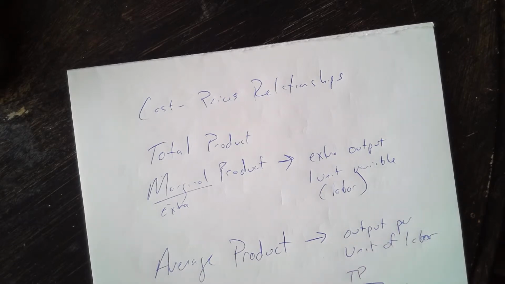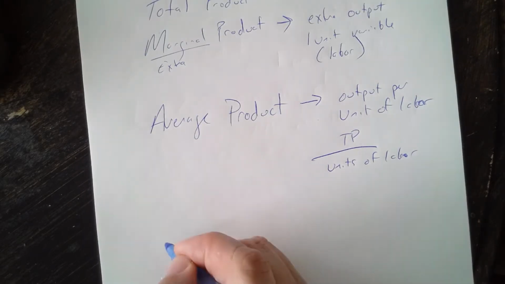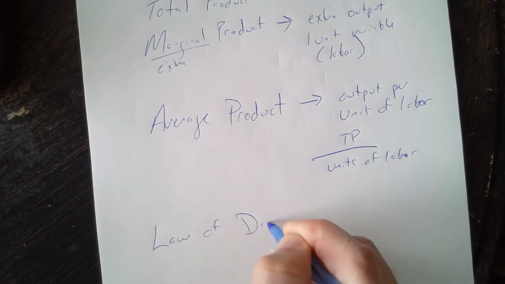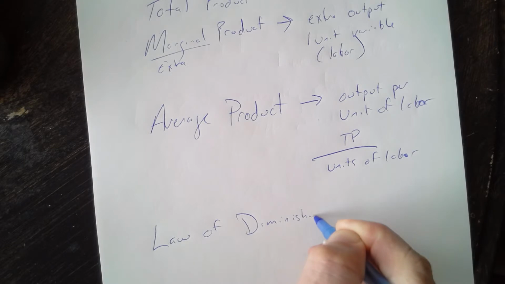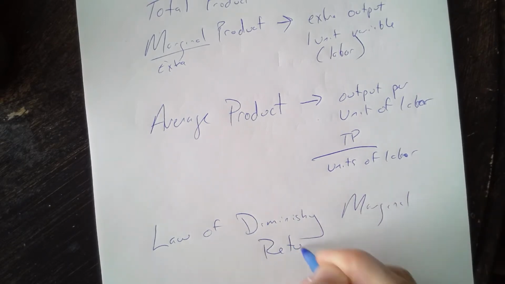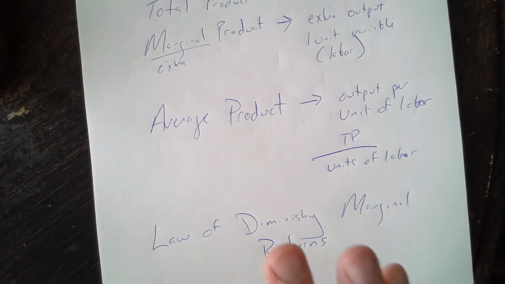That's how we come up with average product. So with this, we look at something called the law of diminishing marginal returns. This is simply saying that as labor is added, we will reach a point where your marginal product will decline. Think about it this way.